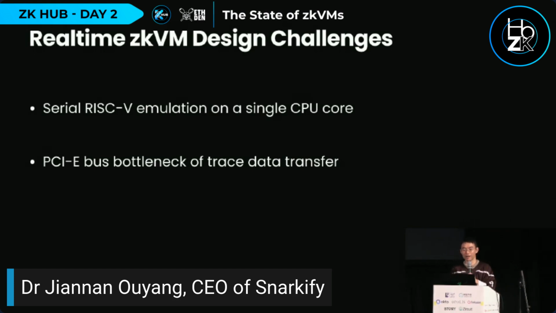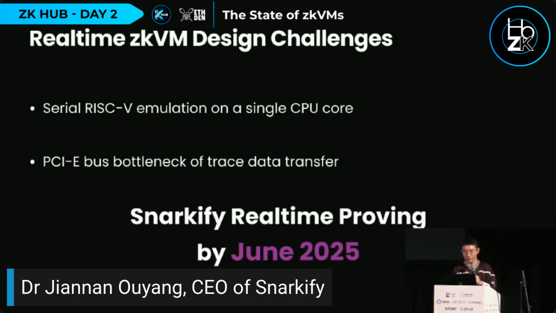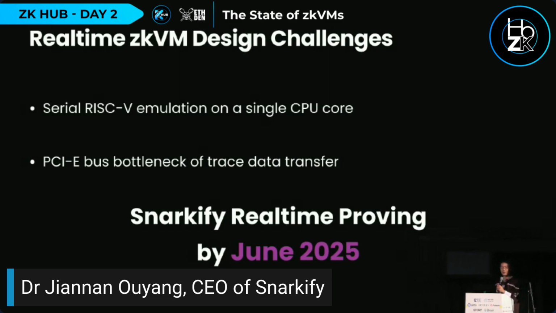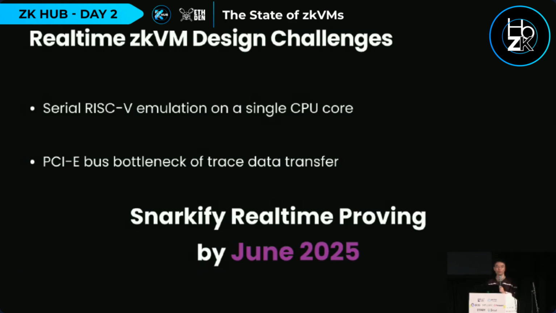The good news is that there are solutions, and we know the solutions. Unfortunately, I cannot disclose more details at this moment because we are actively working on it right now. Our internal roadmap is to deliver real-time proving by June 2025, and we are publicly announcing it with the Ethereum Foundation and with all of our partners. We are quite optimistic on this target given the progress we have made so far. And yes, stay tuned. We will give you a surprise by June 2025.